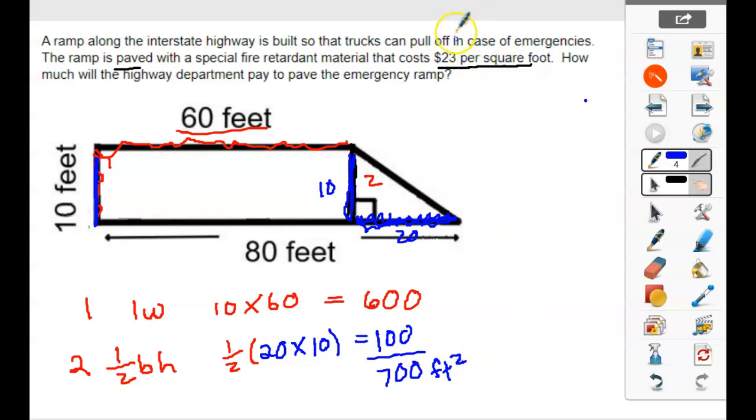What they asked me is how much is it going to cost if you're paying $23 per square foot. So if that's my unit rate, all I've got to do is go 700 times that rate, and it gives me $16,100.